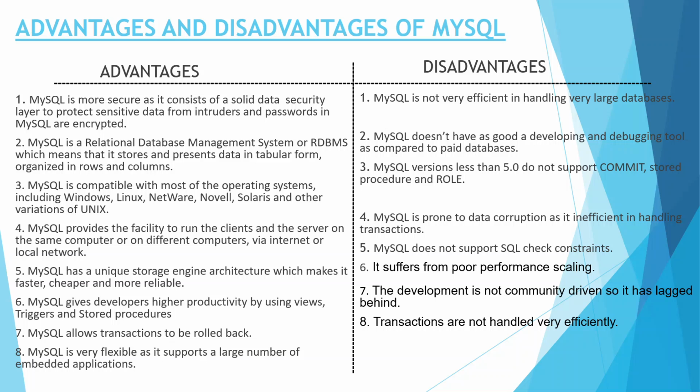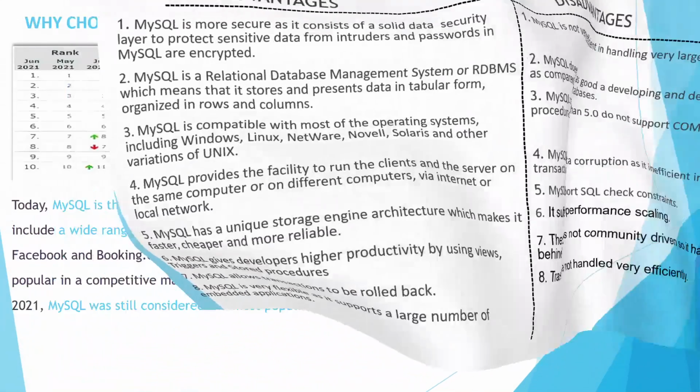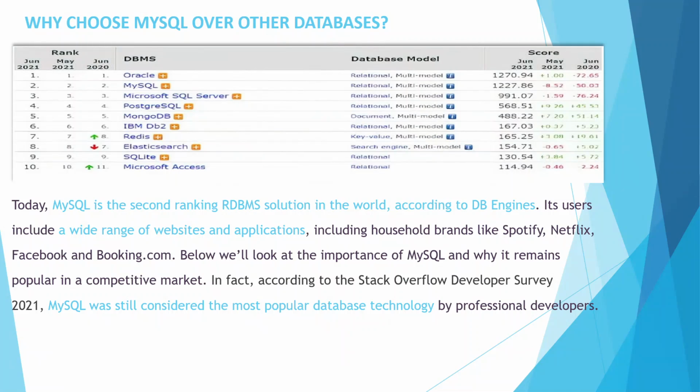MySQL is prone to data corruption as it is insufficient in handling transactions. MySQL does not support SQL check constraints. It suffers from poor performance scaling. That is, the performance scaling in MySQL is not too high. It's just limited, that is, we cannot use it to a higher extent. The development is not community driven, so it has some lags and bugs behind. Now coming to why do we choose MySQL over other databases?